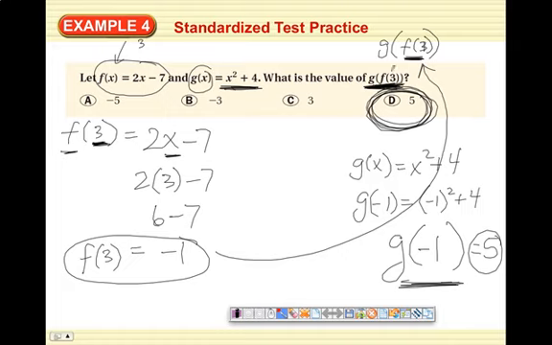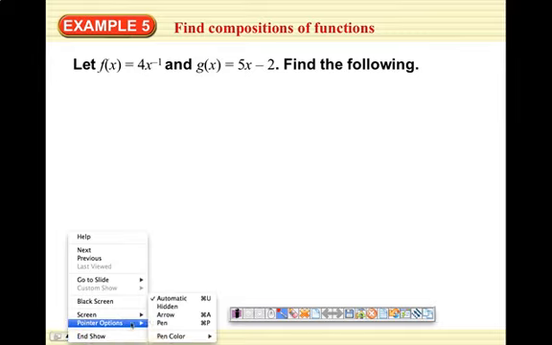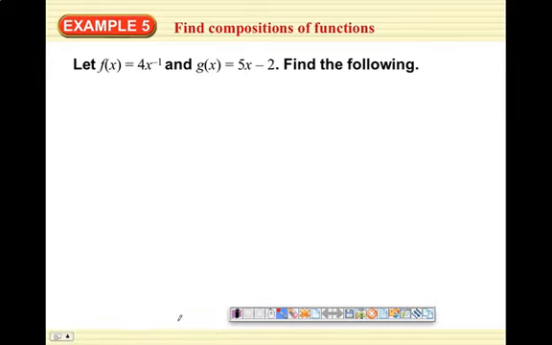But I don't want to just find one answer. I want to find G of F of X. So let's go on to the next one here. Alright, here's the last example we're going to do. Example number 6, the word problem, I'm just going to skip that. So let's just do composition of functions. This is another key problem.